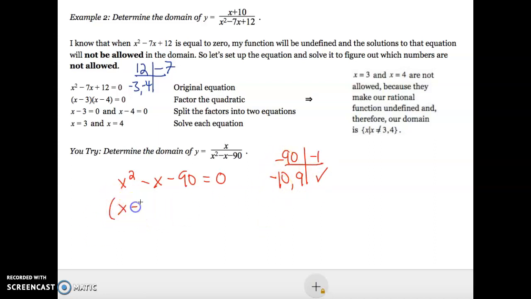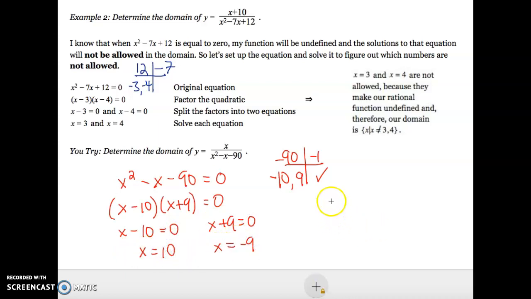So my factors are x minus 10 and x plus 9. So then I separately set those equal to 0. And I'm figuring out what's going to not be allowed in our domain. So x equals 10 and x equals negative 9. So all x values such that x is not allowed to be negative 9 or 10. And that is your domain.